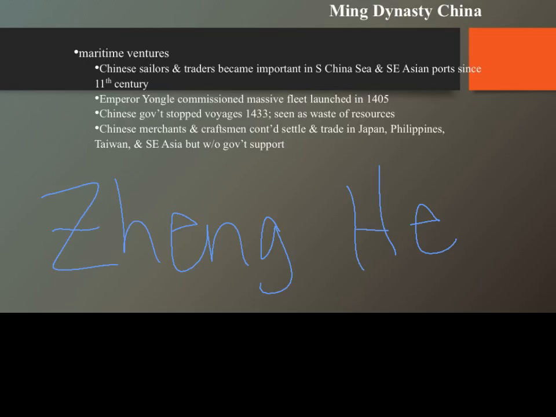And the fleet was suddenly recalled and scuttled in the 1430s as the Chinese government stopped those voyages, and the Ming turned away from sending merchants out to the world and instead wanted the world to come to China. And many of those government officials did that because they saw these voyages as a waste of their resources. Nonetheless, Chinese merchants and craftsmen continued to settle and trade in Japan, the Philippines, Taiwan, and other parts of Southeast Asia, but they did so without government support.